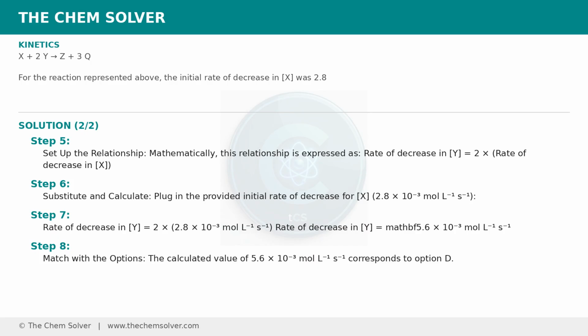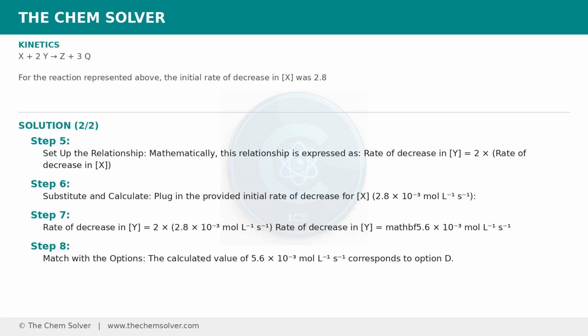2.8 × 10^-3 mol L^-1 s^-1. Rate of decrease in Y equals 2 times 2.8 × 10^-3 mol L^-1 s^-1. Rate of decrease in Y equals 5.6 × 10^-3 mol L^-1 s^-1.